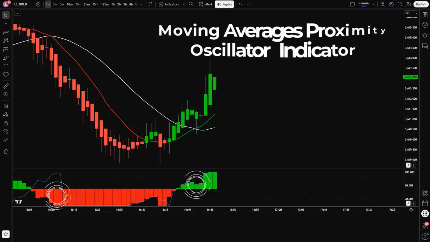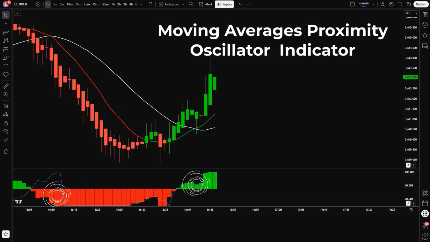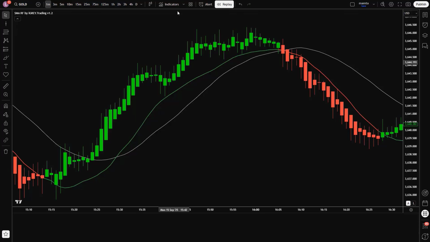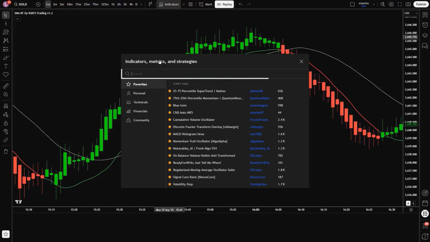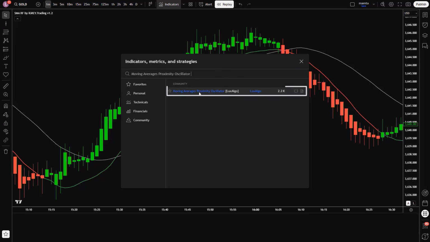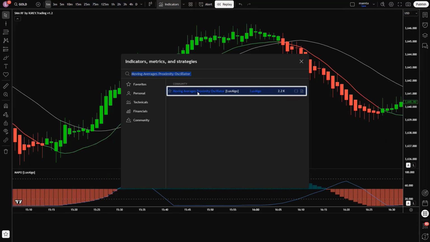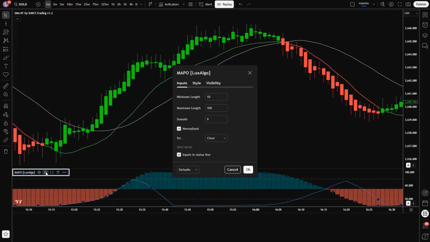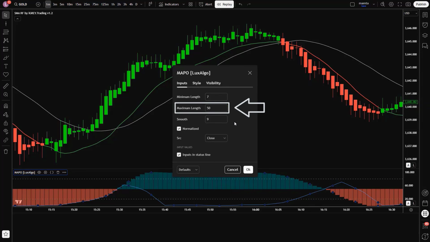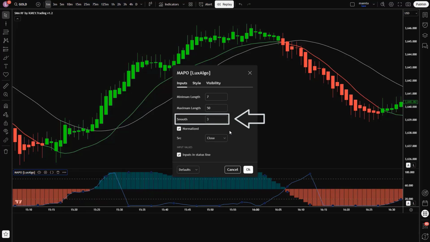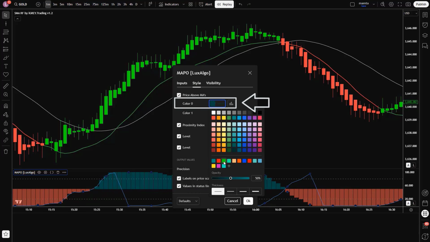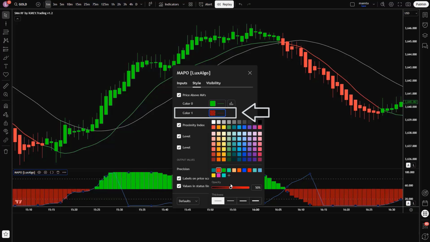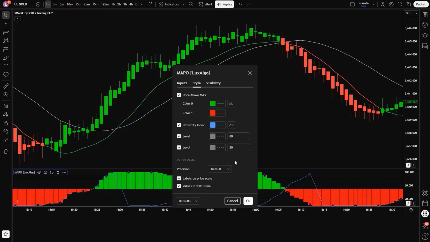The red and green color columns we see in the chart are called the moving averages proximity oscillator indicator. We will search moving averages proximity oscillator in the search box of TradingView. After that, we click on the moving averages proximity oscillator option, in which we have to change some settings. We have to change this minimum length option from 10 to 7. We have to change this maximum length option from 100 to 50. We have to change this smooth option from 9 to 3. We have to change this color 0 option and this color 1 option. Now our setup is ready.